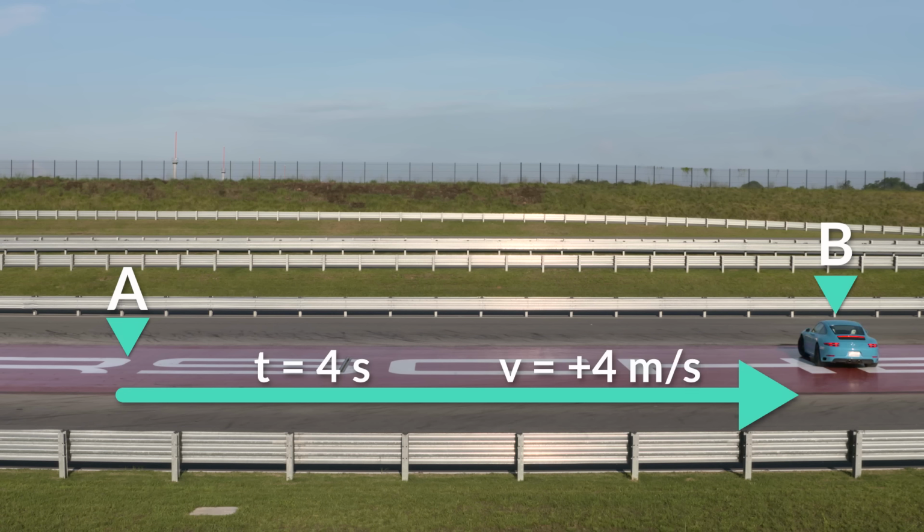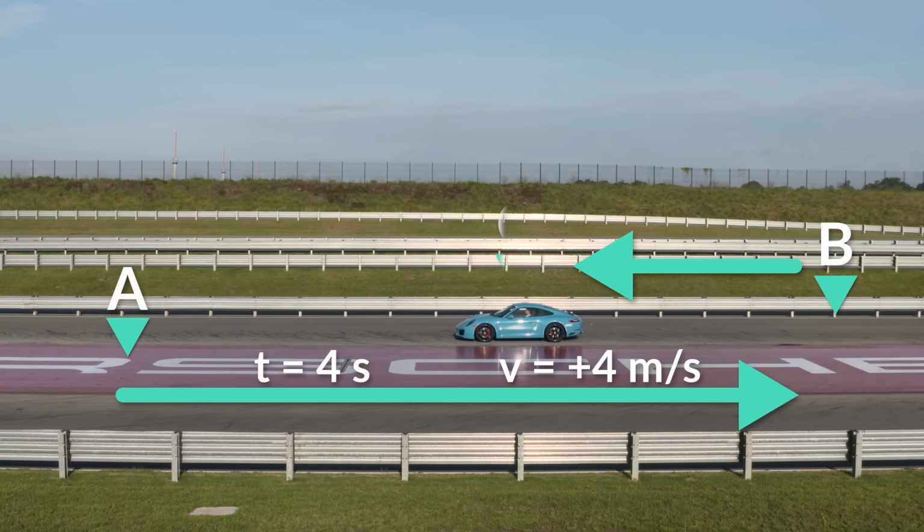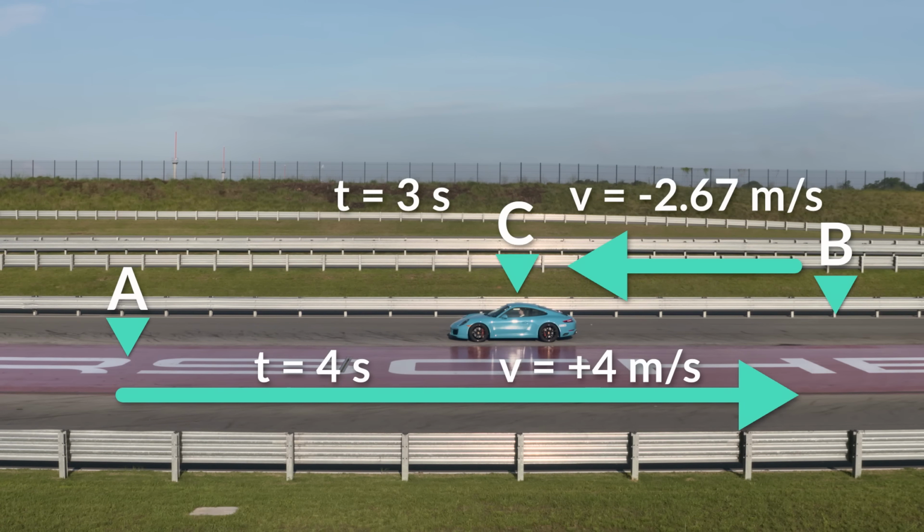But when the car was going from point B to point C, it was facing the other way. If it did so in 3 seconds, then it had an average velocity of 2.67 meters per second in the negative direction.